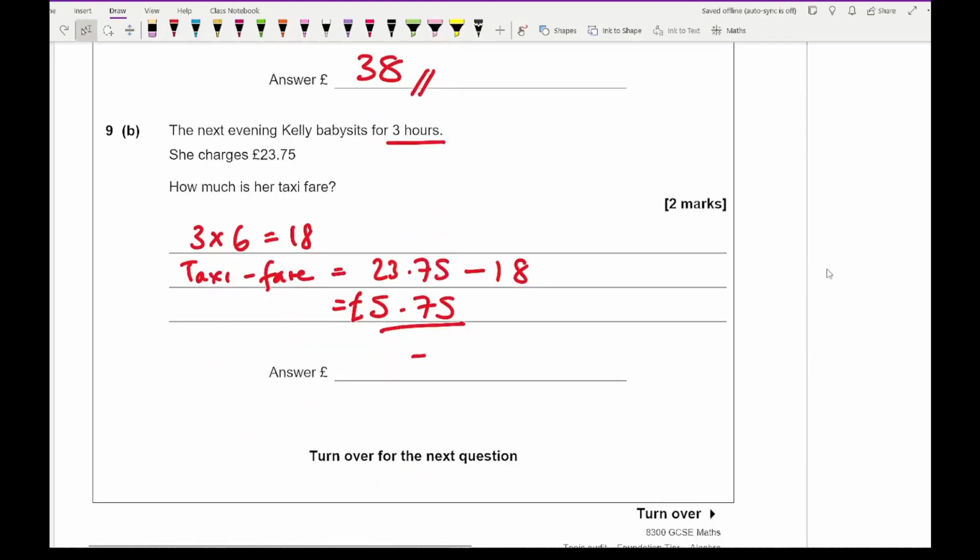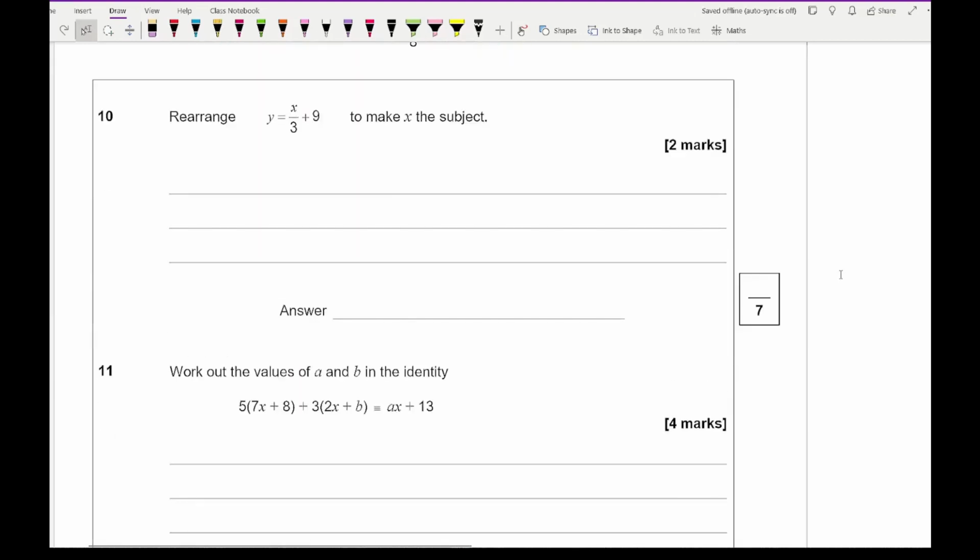And that's all I need to write here. Then moving on to question 10, it says rearrange, and we've got y equals x over 3 plus 9 to make x the subject. So the first thing we need to do is take the 9 over to the other side. So we end up with y minus 9 equals x over 3. And then we just want to get rid of the 3.